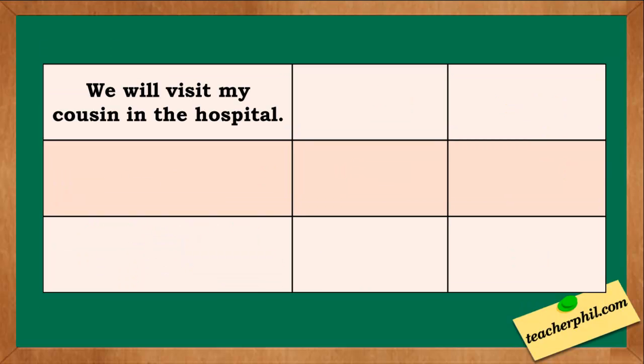The third one: we will visit my cousin in the hospital. The subject in this sentence is we. We is the doer of the action. And the object? Of course, the cousin. The cousin is the receiver of the action visit.